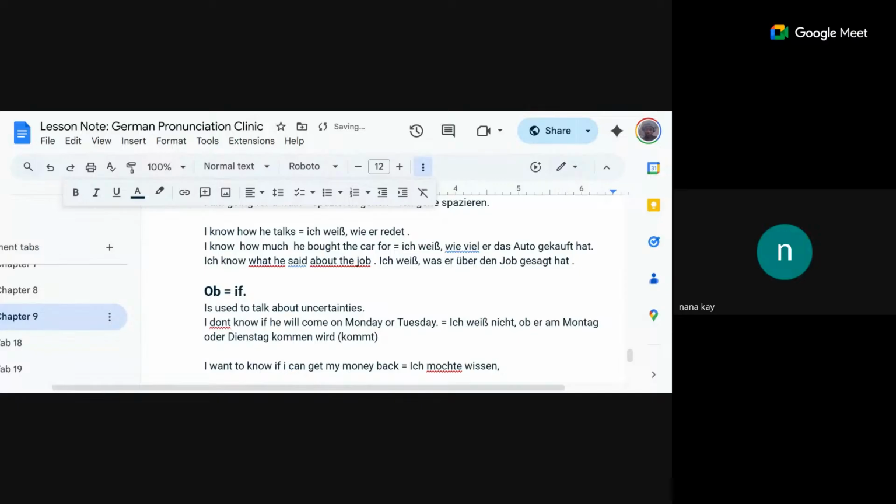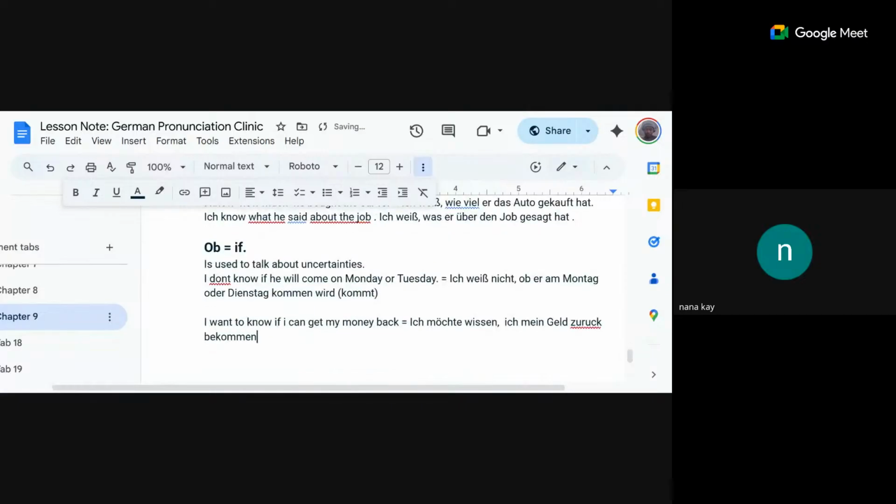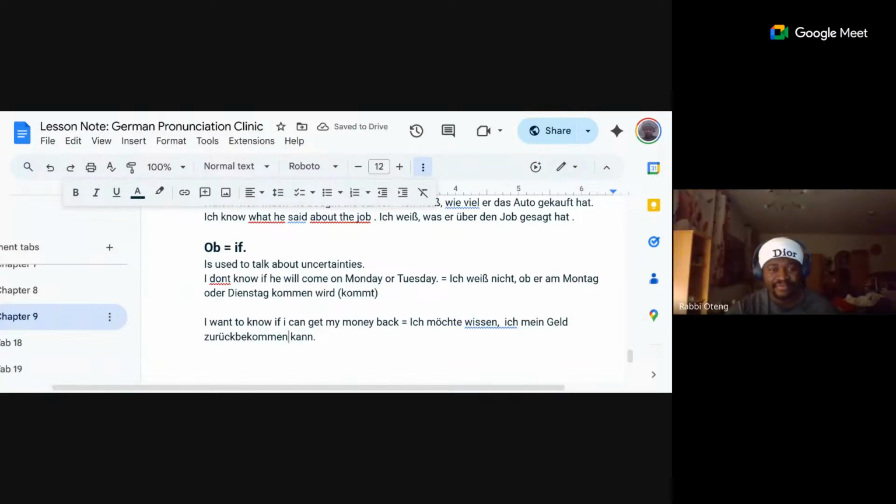Ich will wissen, ob ich mein Geld zurückbekommen kann. Ja, klar. Zurück, it can be one word, oder? Zurückbekommen. Yeah. Sometimes me personally, I just use zurückbekommen.